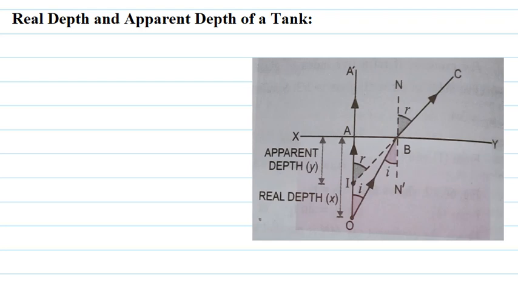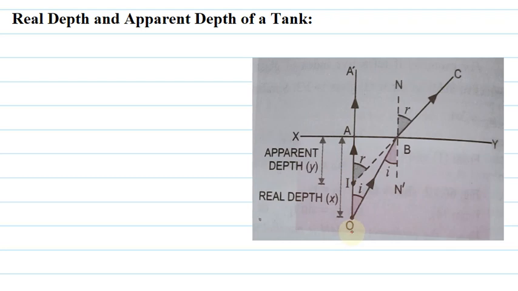Hello everyone. In this video, let us see the relation between real depth and apparent depth of a tank. A water tank appears shallower, that is, less deep than what it actually is. This is on account of refraction of light. To prove this, let us take this adjacent figure.